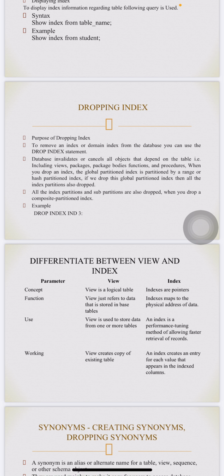Next is the difference between view and index. These are the parameters. Concept: a view is a logical table, an index is a pointer. Function: a view just refers to data that is stored in the database table, while an index maps to the physical address of the data. Use: a view is used to store data from one or more tables. An index is a performance tuning method allowing faster retrieval of records. Working: a view creates a copy of an existing table, and an index creates an entry for each value that appears in the indexed column.